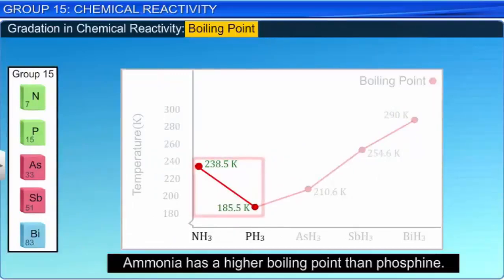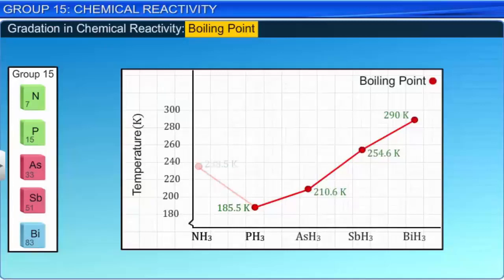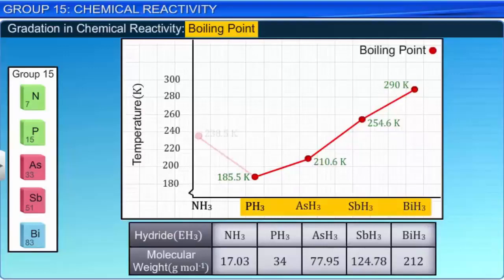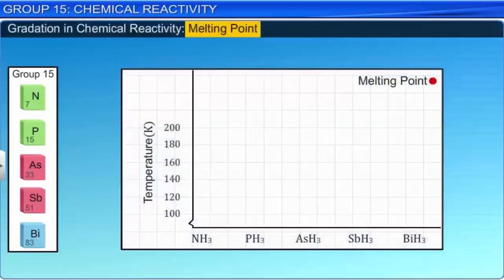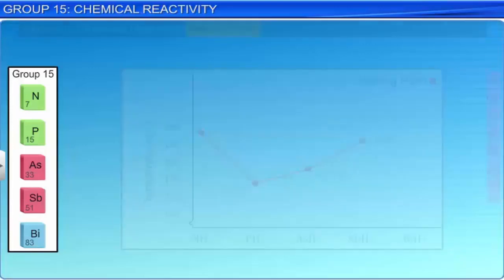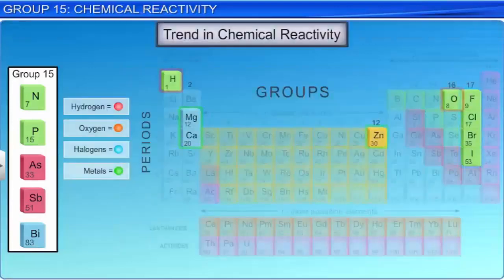Further, as we move down the group from phosphine to bismuthine, the increase in boiling point is attributed to the increase in their molecular weights. Note that the same trend is observed for their melting points. Next, let's take a look at reactivity towards oxygen.